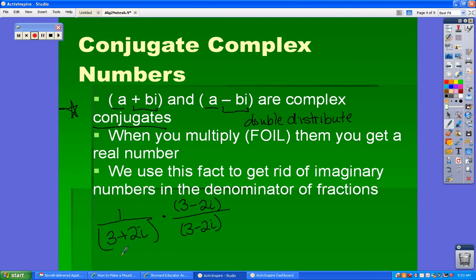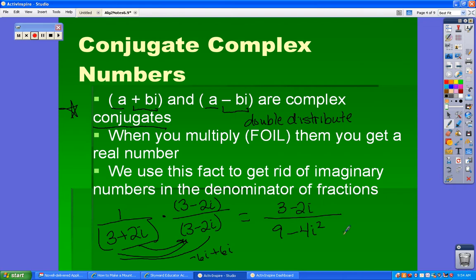We double distribute. So 3 times 3 is 9. 3 times negative 2i is negative 6i. And do you see what happens here? 2i times 3, that's plus 6i. So those cancel out. Then I have 2i times negative 2i, that's negative 4i squared. And on the top, 1 times 3 minus 2i is just 3 minus 2i.